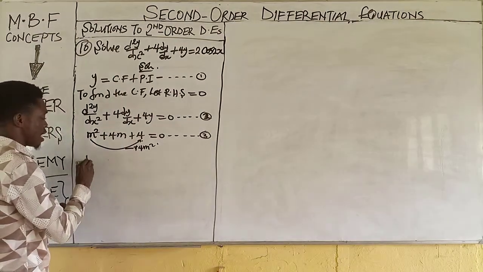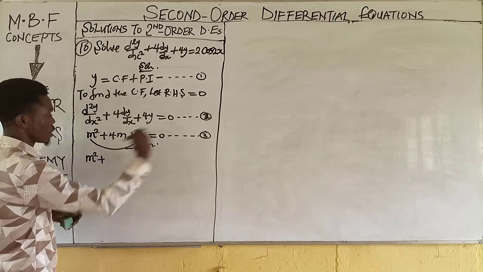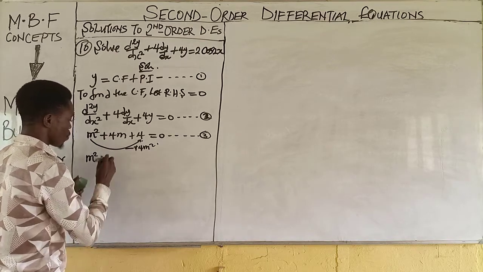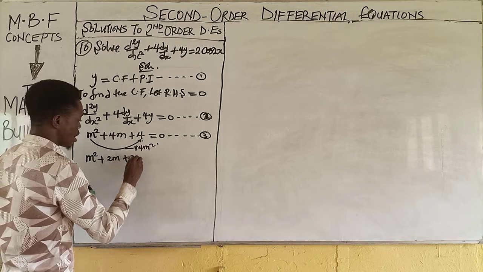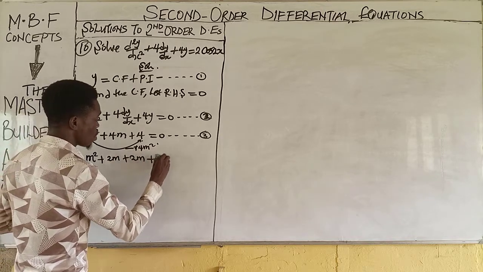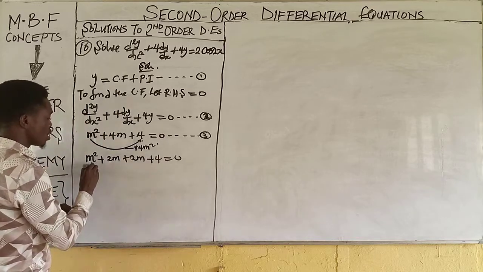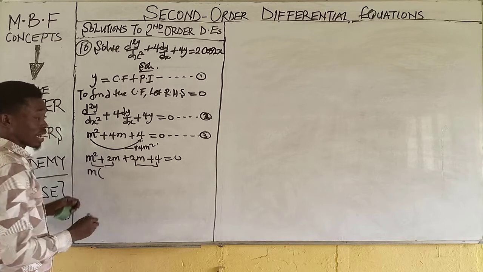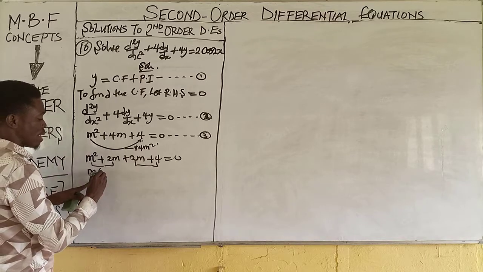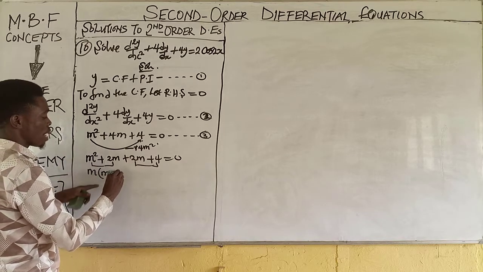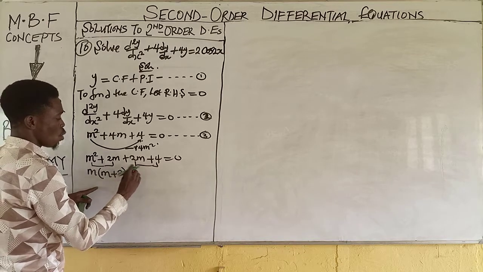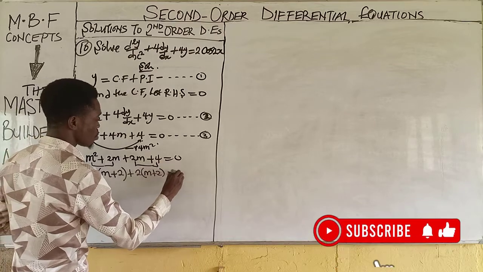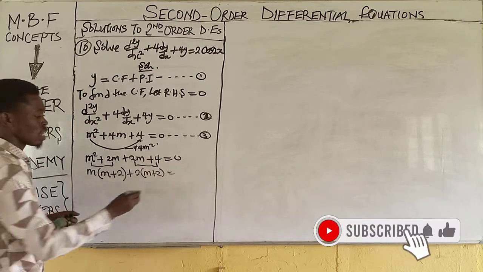Then we have this as m squared plus 2m plus another 2m plus 4 is equal to 0. Now between the first two terms, we have m common, so we have m open bracket, m squared divided by m gives m, plus 2m divided by m gives 2. What is common here is 2, and we also have m plus 2. This is equal to 0.